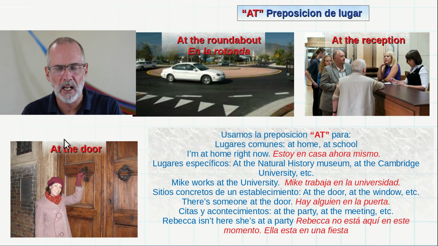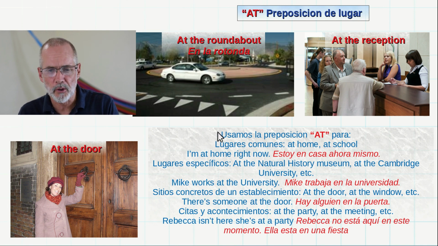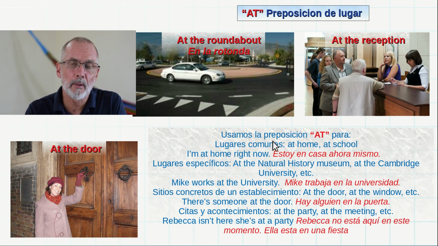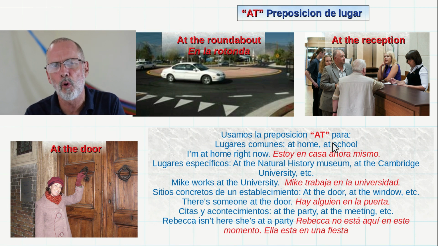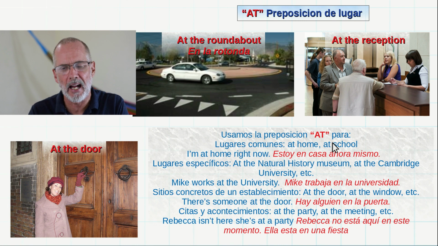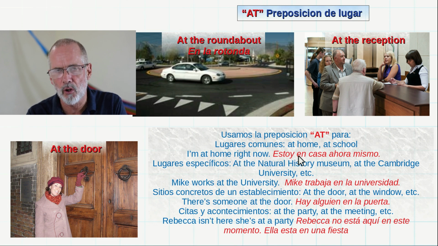Primero tenemos at the door, después tenemos at the roundabout, que en español es en la rotonda, y tenemos at the reception. Cuando usamos la preposición at, la usamos para lugares comunes, por ejemplo, at home, at school, at university, at the hospital. Aquí tengo un ejemplo. I'm at home right now. Estoy en casa ahora mismo.